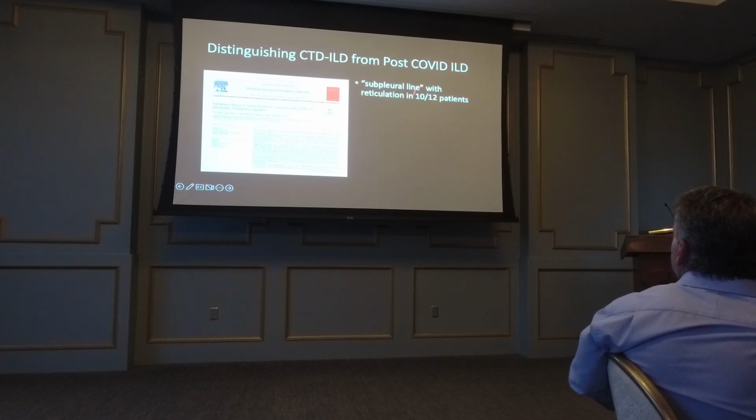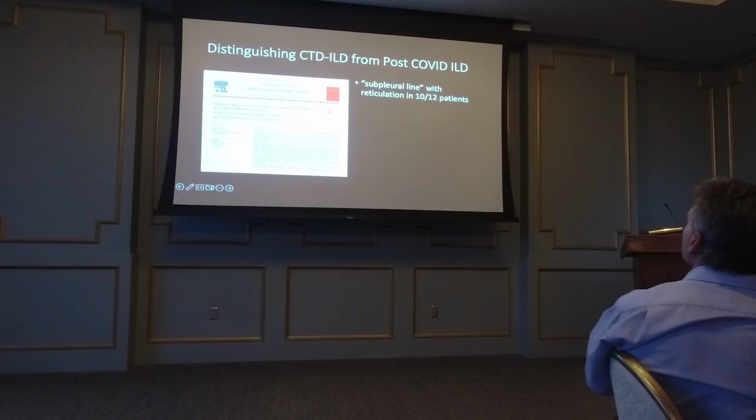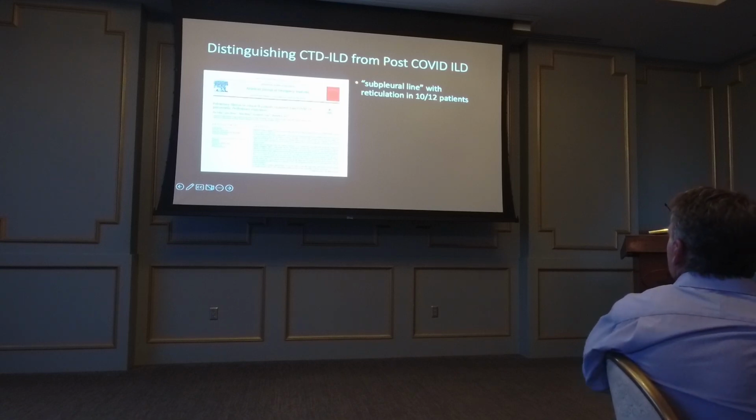This specific article, and several of them, talk about subpleural line. They're very careful to use this term so that they don't use subpleural sparing, because subpleural sparing would imply connective tissue disease, and it's one of the categories in our original ATS criteria for UIP. So they're very careful not to use that term.